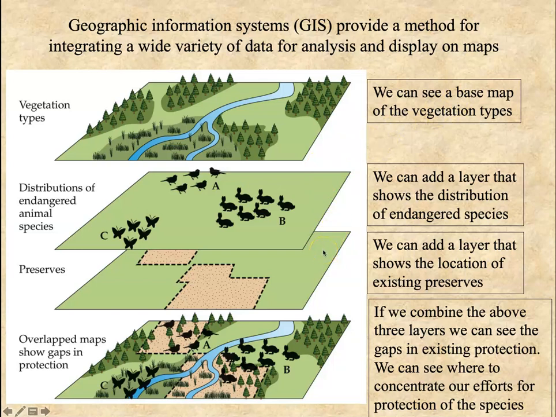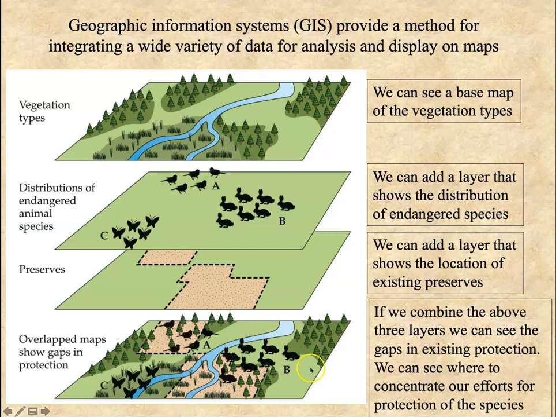The next layer is a map of existing preserves. It shows the exact locations of the existing preserves. And so if we combine the above 3 layers to create the bottom map, what we can see is that the location or the distribution of some of the endangered species lies outside the existing preserves.